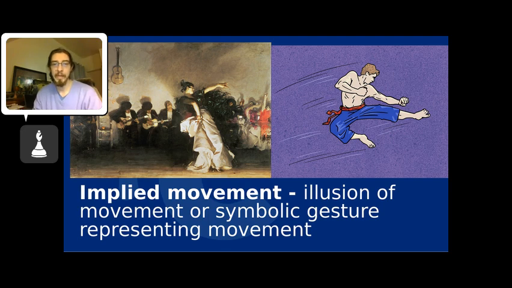So next we have implied movement, the illusion of movement or symbolic gesture representing movement. So back to this karate guy, he looks like he's floating through space. He's got those comic book swoosh lines going behind him. It really looks like he's moving through space because we have that kick and because we have that empty background and we have those energy lines behind him.